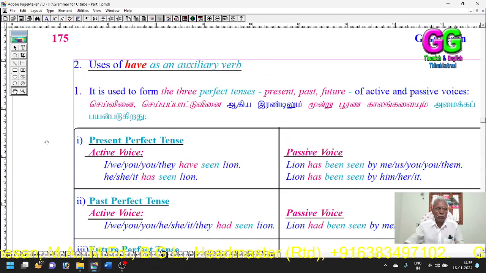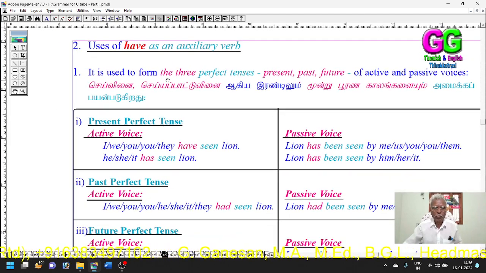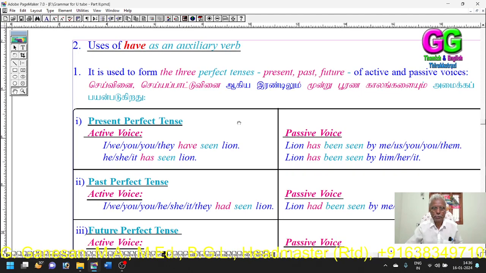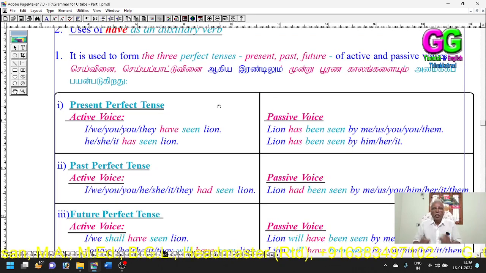Then uses of have as an auxiliary verb. Have is used to form the three perfect tenses: present, past, and future perfect, of active and passive voices.